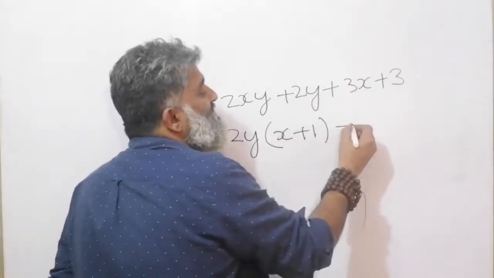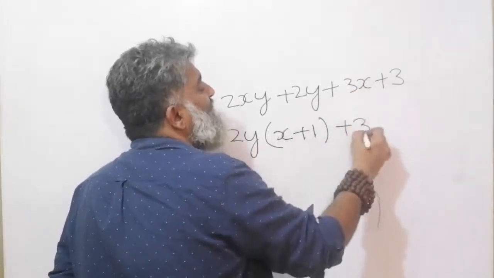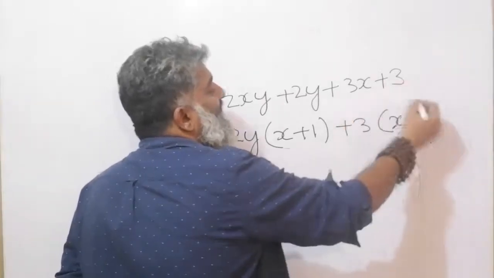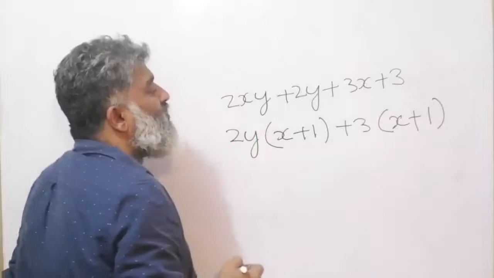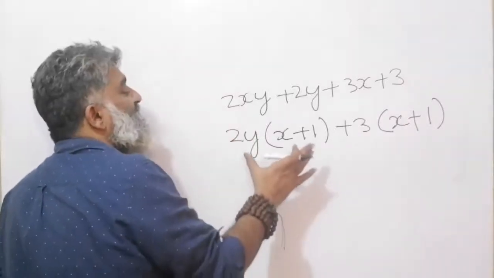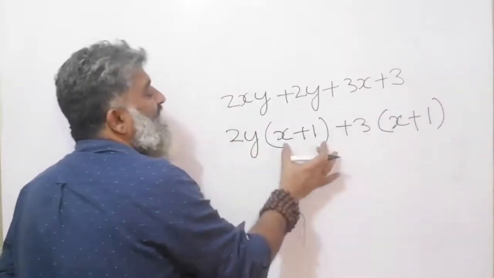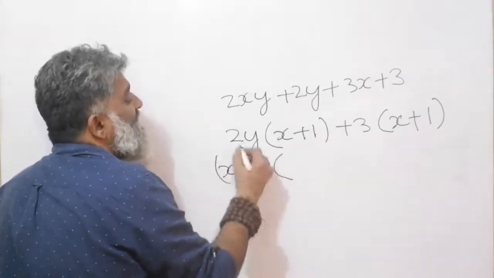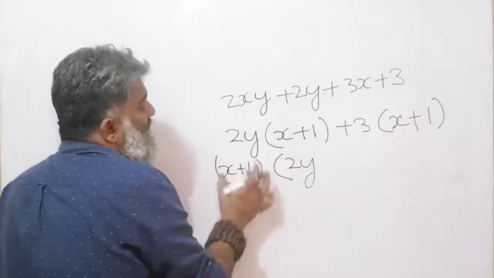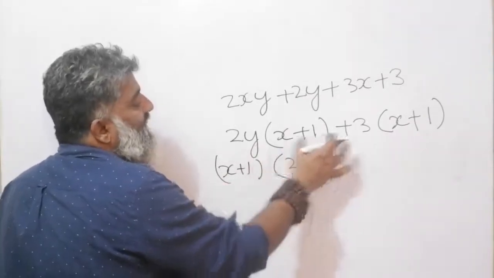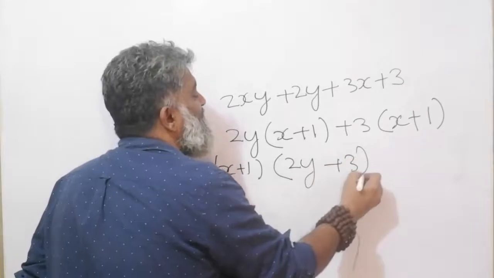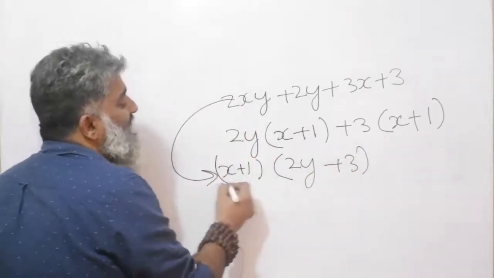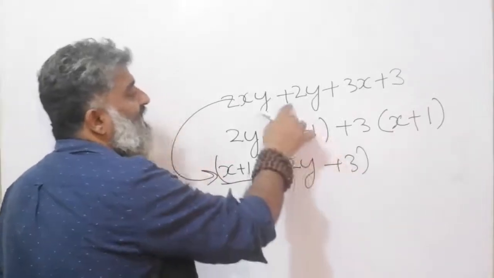Let me play with this. What is common between these two terms? I can take the 3 common and I am left with 3 into x, 3x, and I am left with a x plus 1. Oh wow. Is there something common between this term and this term? Yes, the x plus 1 is common. So I will take the x plus 1 common and inside I'll be left with a 2y, because this into this will give you this term, and inside I'll be left with a 3. So this is the same as this, and x plus 1 and 2y plus 3 are factors of this.